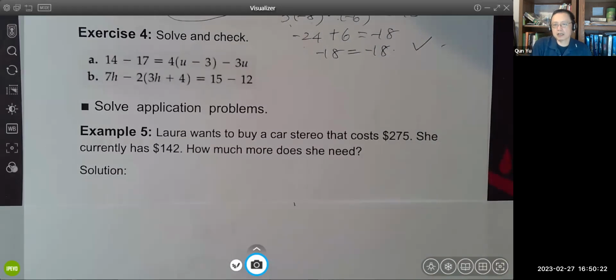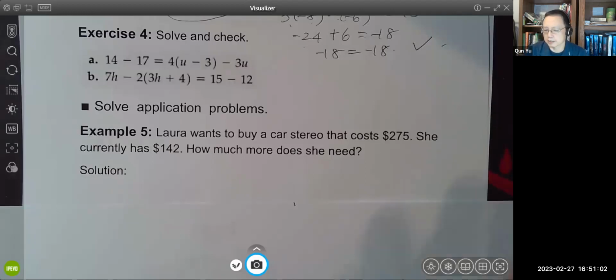Laura wants to buy a car stereo that costs $275. She currently has $142. How much more does she need? Apparently, it's super simple, and we can just solve it using common sense, right? But our goal is to learn how to solve it by setting up an equation, because this is super important. In real life, when things get a little bit more complex, without an equation, it's very hard to solve.